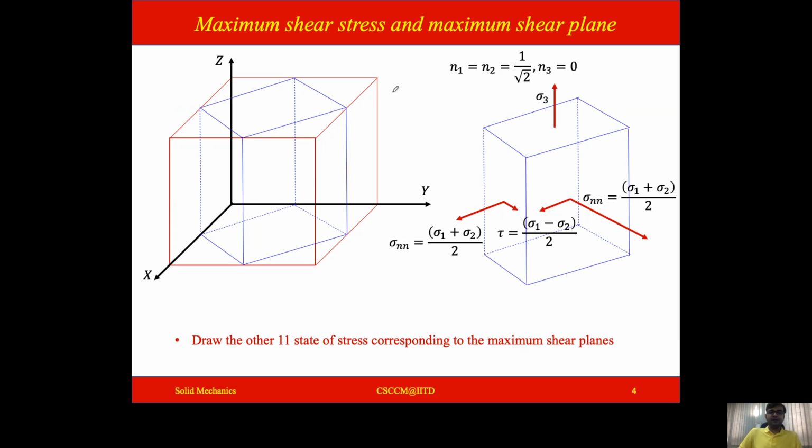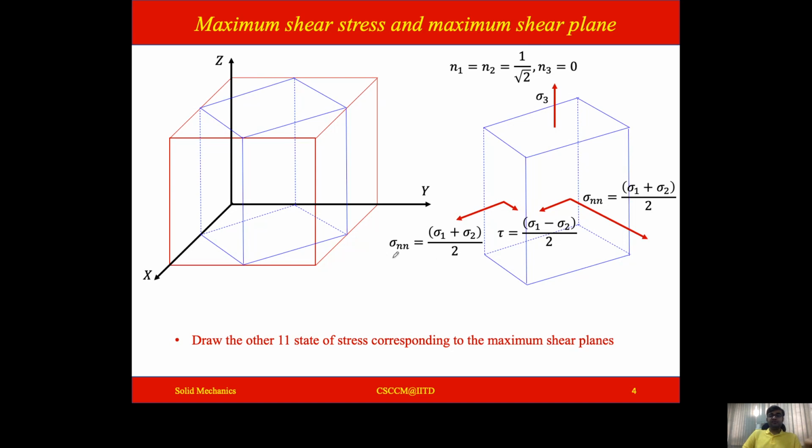So this is one of the planes actually. So this is my x, this is my y, and this is my z. And what you are seeing in the red is the original state of stress. And this, remember, is the principal state of stress. And then we wrote, what is the maximum shear plane? You see, what we have done is we have rotated it about the z-axis. So in the rotated plane, if you look into here, you see sigma 3 is like this. So basically n1 and n2 are equal to 1 by root 2 and n3 is 0 because it is at a 90 degree angle.